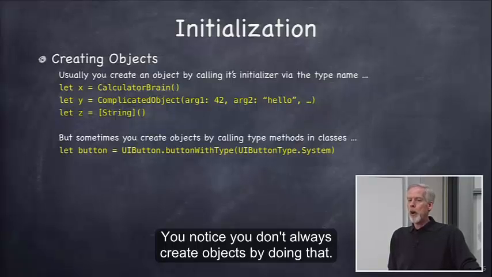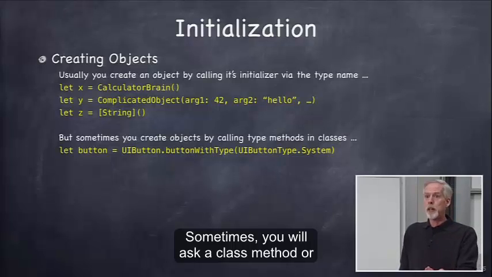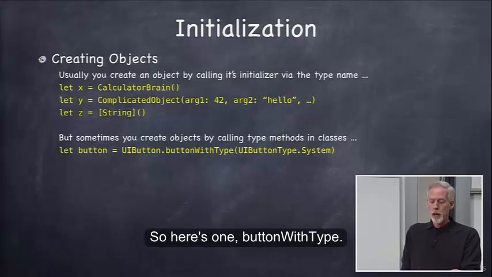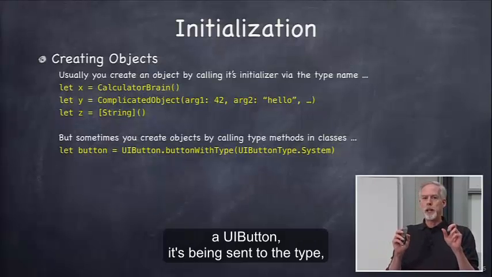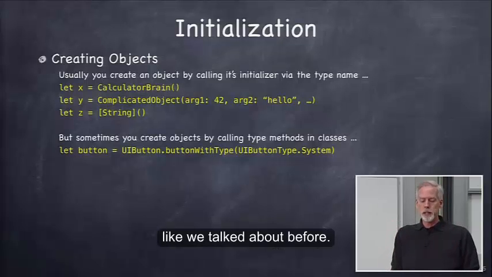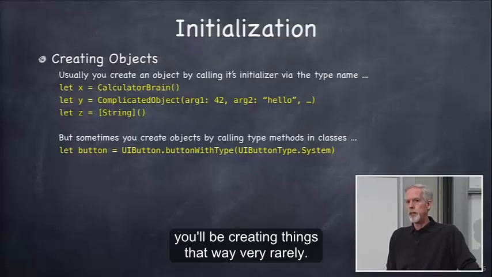You notice you don't always create objects by doing that. Sometimes you will ask a class method or a type method to do it. So here's one, button with type. You see that's being sent to UI button, the type. Right? It's not being sent to a UI button. It is being sent to the type, like we talked about before. And so sometimes you'll be creating things that way.